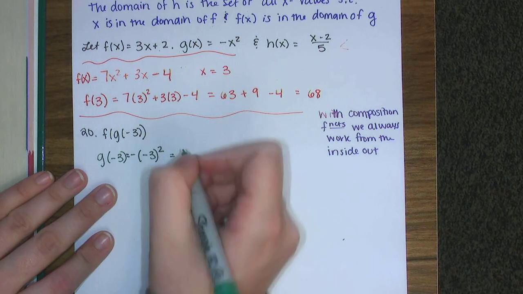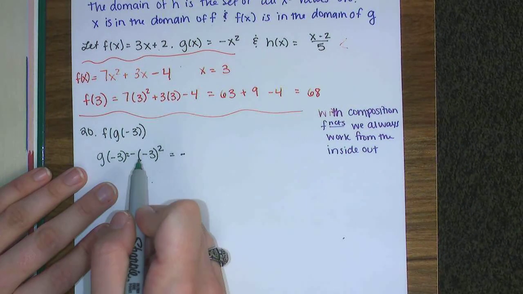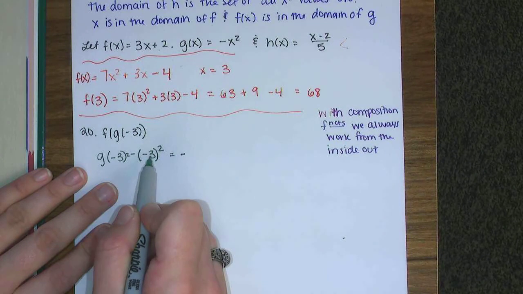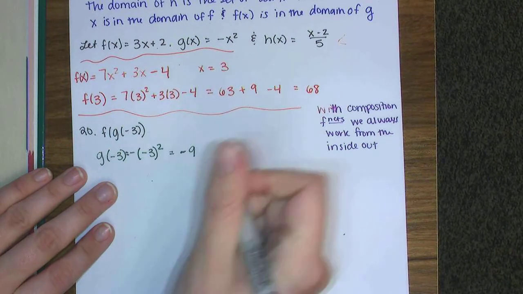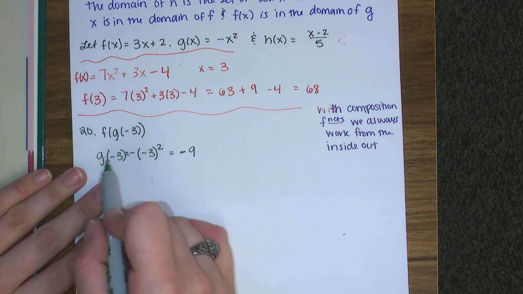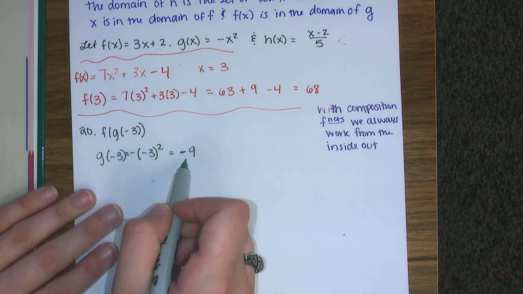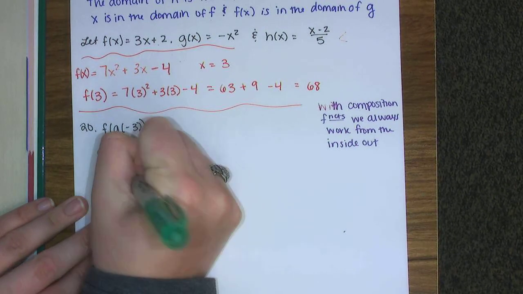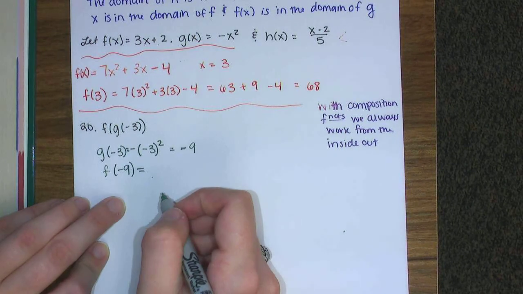And now I have that value, so I have g of negative 3. So now I'm going to say f of negative 9. So f of negative 9 is equal to, well, I'm plugging in negative 9 anywhere I see x. So 3 times negative 9 plus 2.